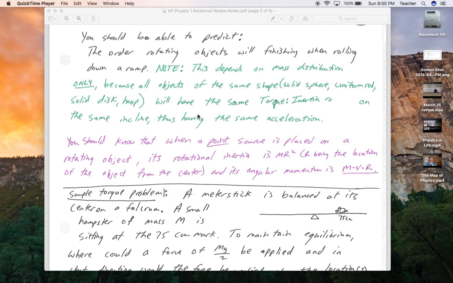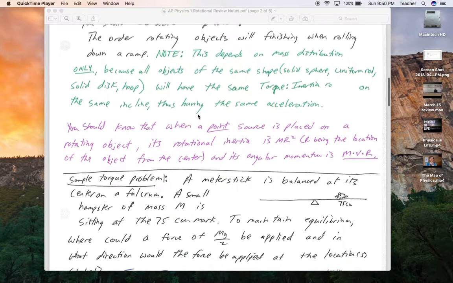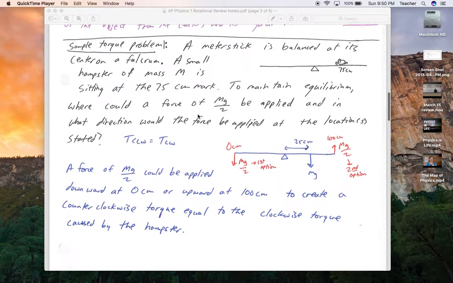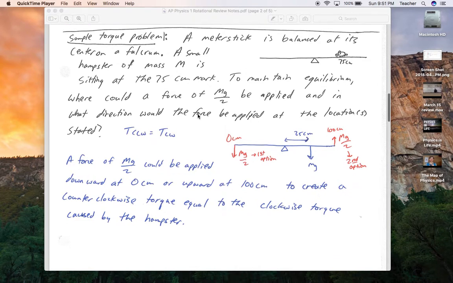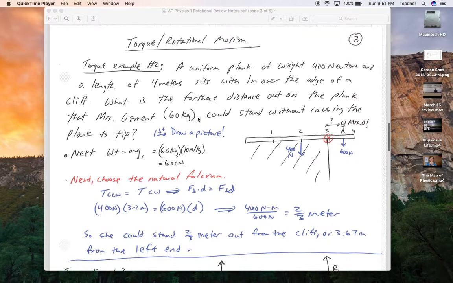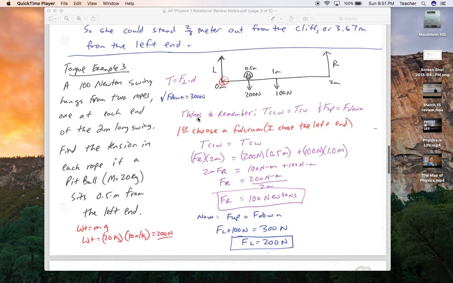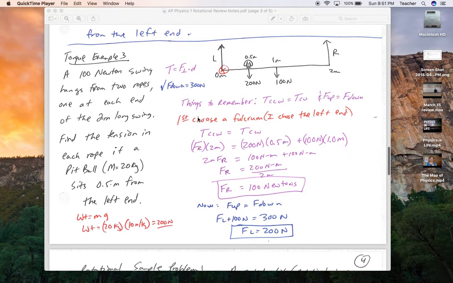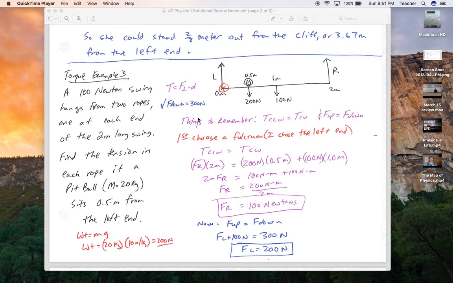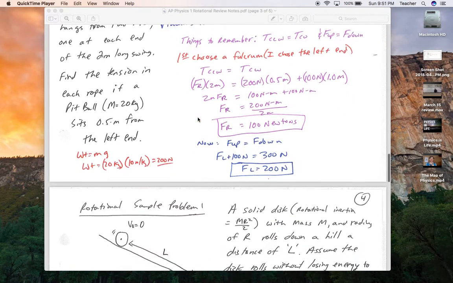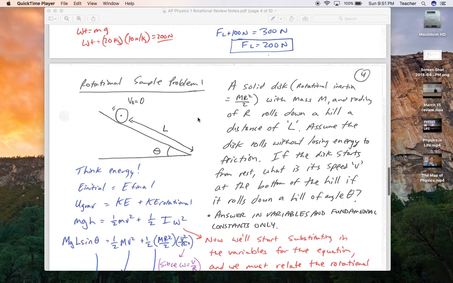In this handout, I'm looking at formulas and doing several sample torque problems. There's one, there's two, and there's the third one, and then two rotational problems. I don't know why that paper is crooked, so I don't think I really drew it that crooked.